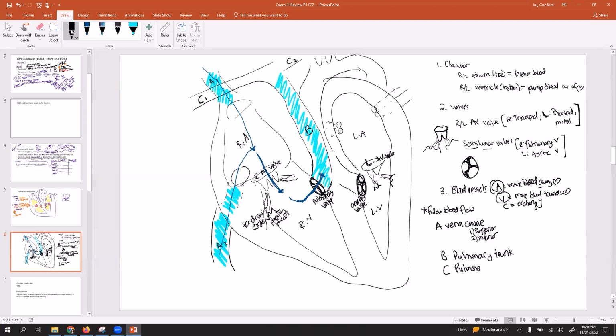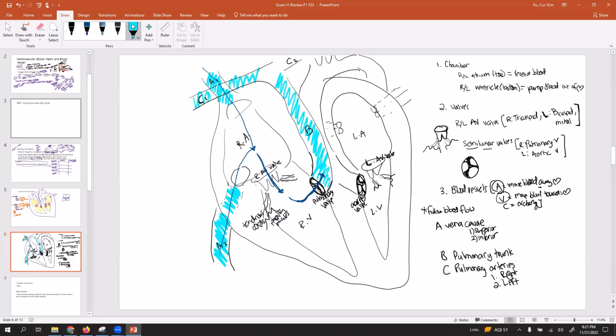These are the pulmonary arteries. Number 1 is which side? Right. And 2 would be left. Does that make sense? Yes. Now I'm going to color that in.